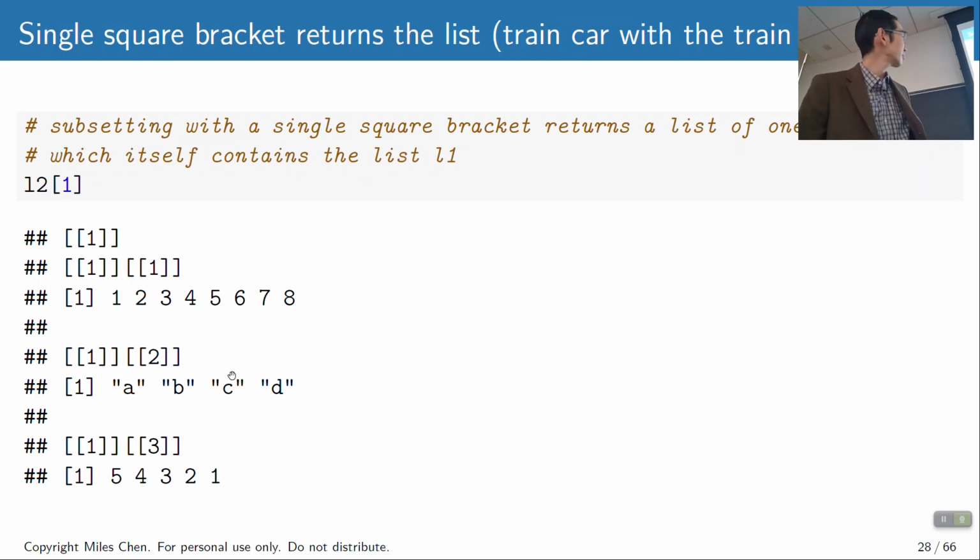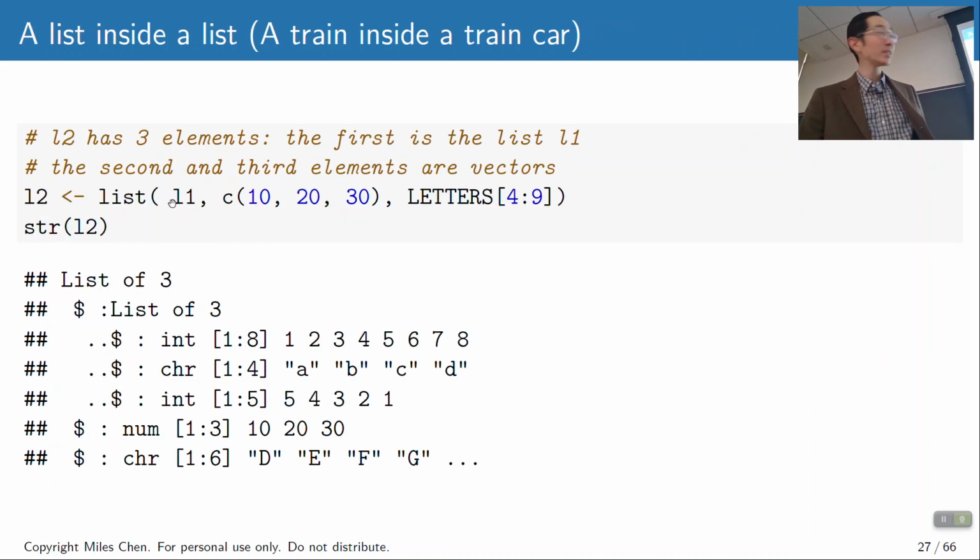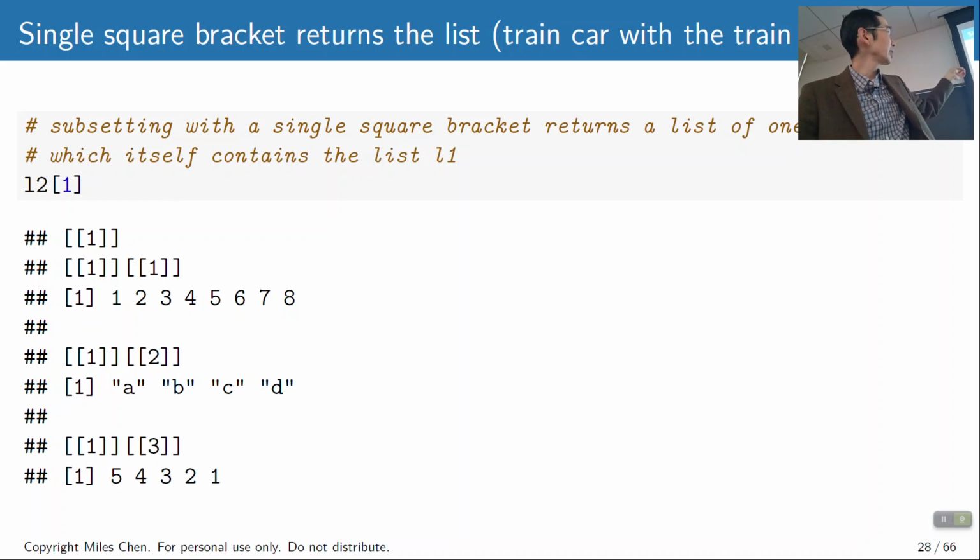So when I do single square bracket 1 on L2, what is the length of L2 single square bracket 1? Is it 1 or is it 3? It's length 1. This is the top level train with just one car in it, okay? But inside that car is another train. But we say, hey, what is the length of this train? And it's just length 1, right? So it's length 1, but inside there is a train with 3 things.